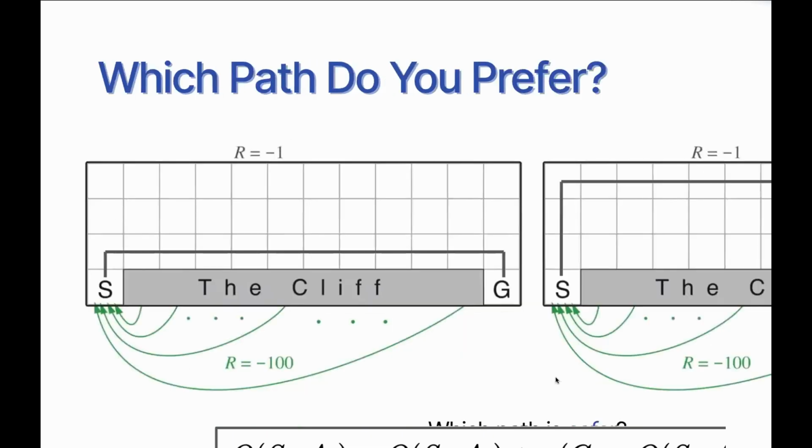But which path do you prefer? Let's say you're actually a robot or a pedestrian. Which path would you prefer? Keep in mind, there's a giant cliff there. You would prefer the one by SARSA, but notice that it's actually a worse policy than the one learned by Q-learning because it takes longer to get to the goal.